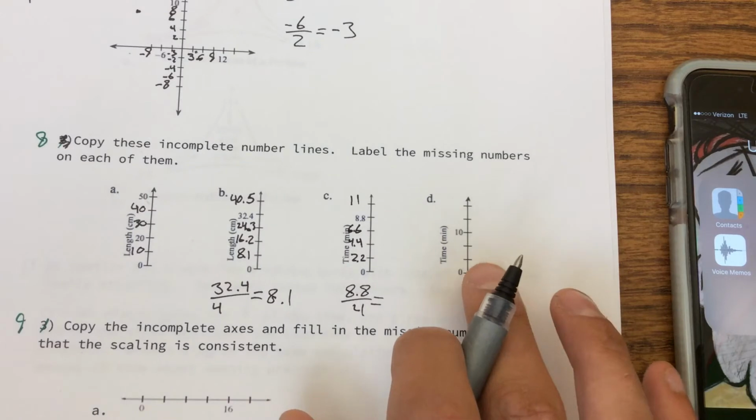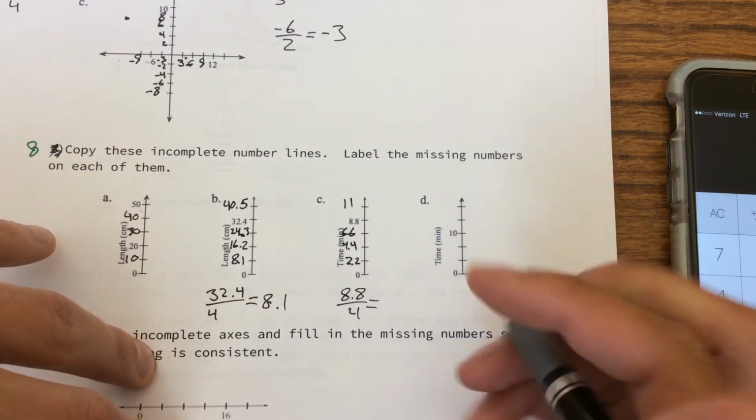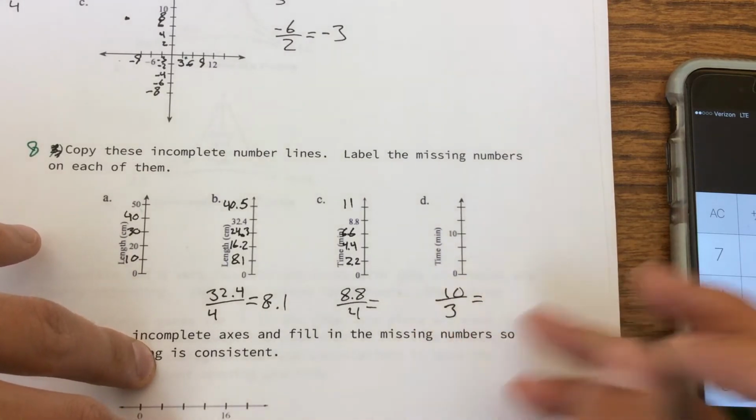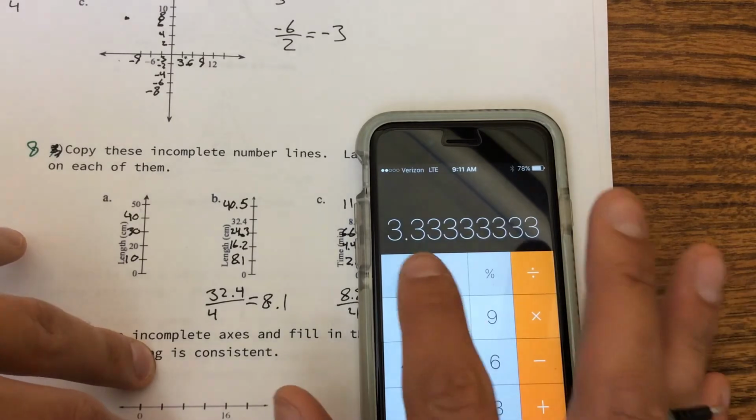All right, last one, 0 and 10. There's 1, 2, 3 spaces between. So I'm going to need to divide 10 by 3. 10 divided by 3 is 3.3 repeater.